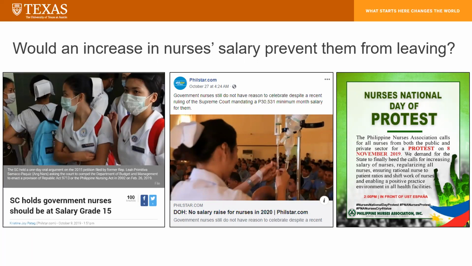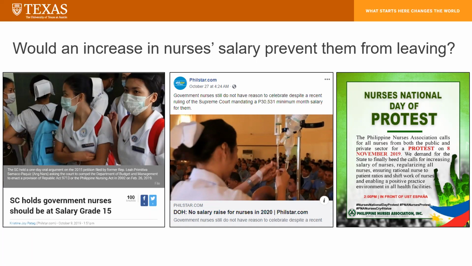Personally, it might not be a popular opinion, but even if we increase nurses' salary, they might still leave if the work condition is not really good. I would also argue that even if we increase our salary to salary grade 15, which is about 30,000, other countries are offering way beyond that.